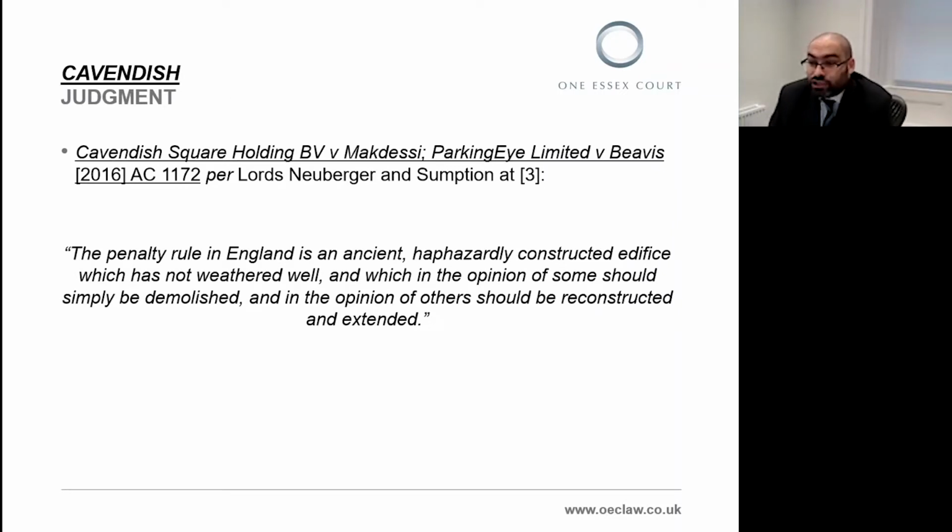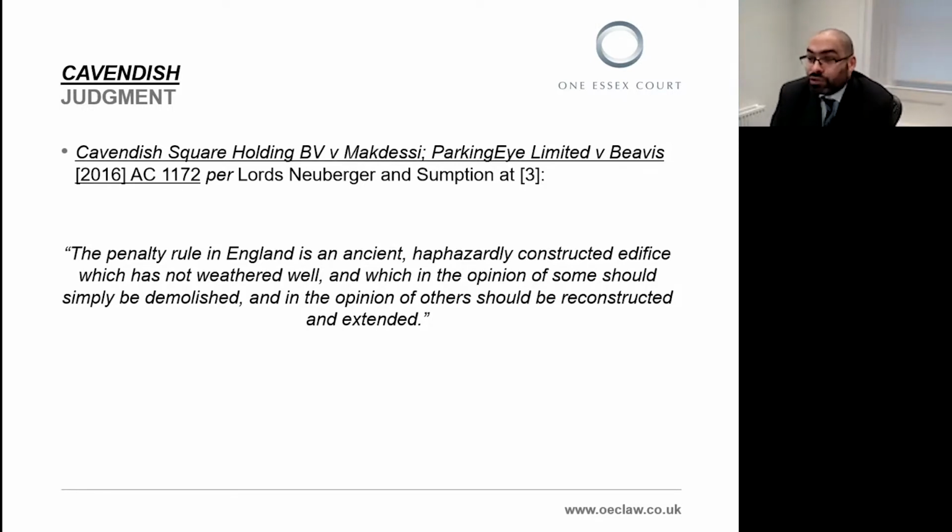Lords Neuberger and Sumption gave the leading judgment jointly. And interestingly, they began their judgment by recognising the strength of the argument for the abolition of the rule against penalties. At paragraph 3, you can see on the screen, they said this: "The penalty rule in England is an ancient, haphazardly constructed edifice which has not weathered well, and which, in the opinion of some, should simply be demolished, and in the opinion of others, should be reconstructed and extended."